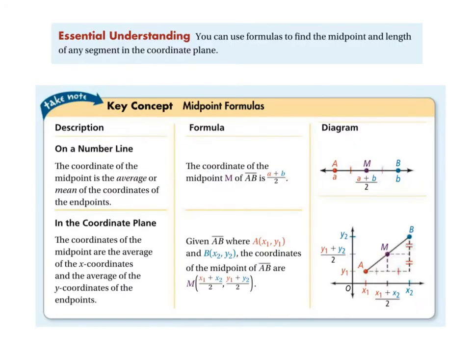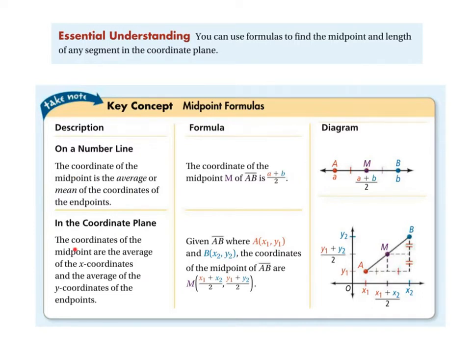All right, so what we're looking at here are formulas that we can use to find the midpoint and the length of any segment on the coordinate plane. Check it out, it's pretty good. On a number line, the coordinate of the midpoint is the average of the coordinates of the endpoints. So if we take the endpoints A and B, add them together, divide by 2, we're going to find out the coordinate of the midpoint.